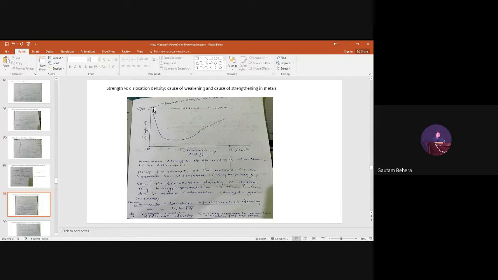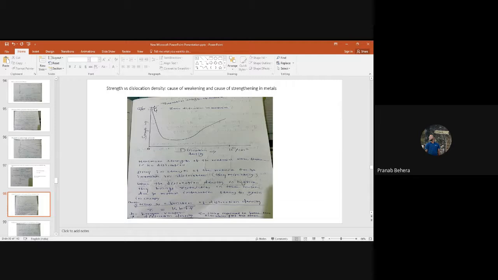You can see this is the starting part. You can imagine there's 0 dislocation density in a material. When there are no dislocations, then the strength of the material is G/2π, which is nothing but the theoretical shear strength of the material. Which kind of materials have strength equal to theoretical shear strength?